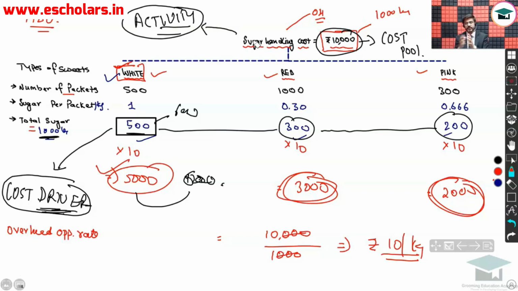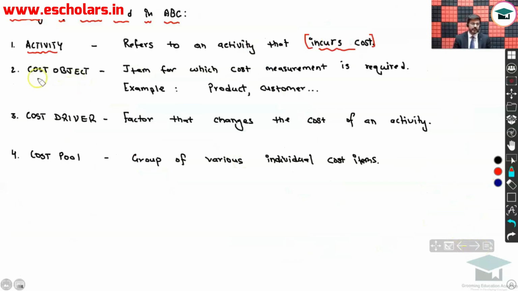You are transporting the sugar from one place to another, handling cost. Okay, so what is activity? Sir, activity means something which involves cost. Here that activity is sugar handling. Okay, now what do you mean by cost object? Pay attention. Cost object is an item for which cost measurement is required.